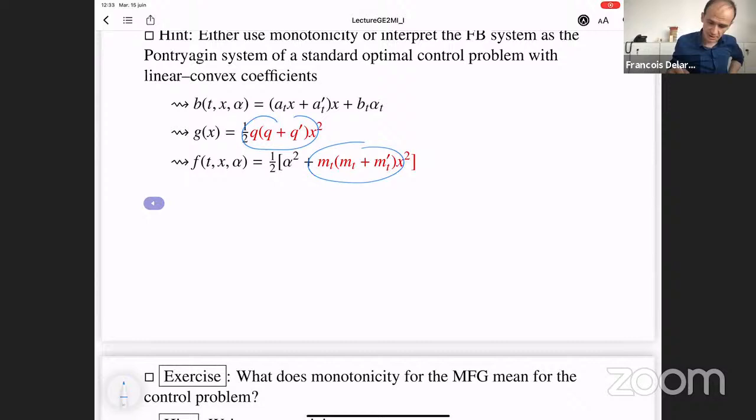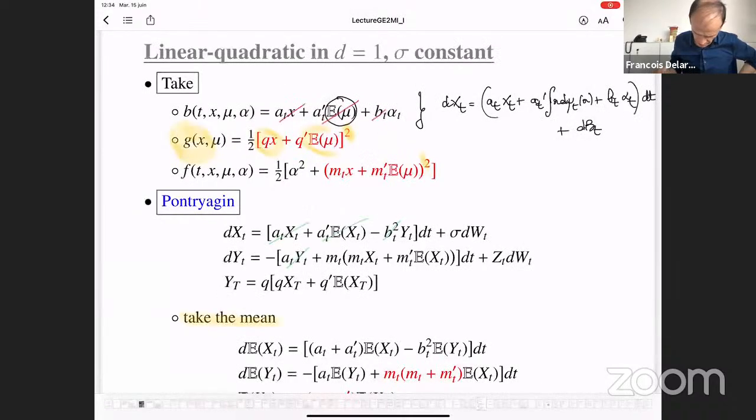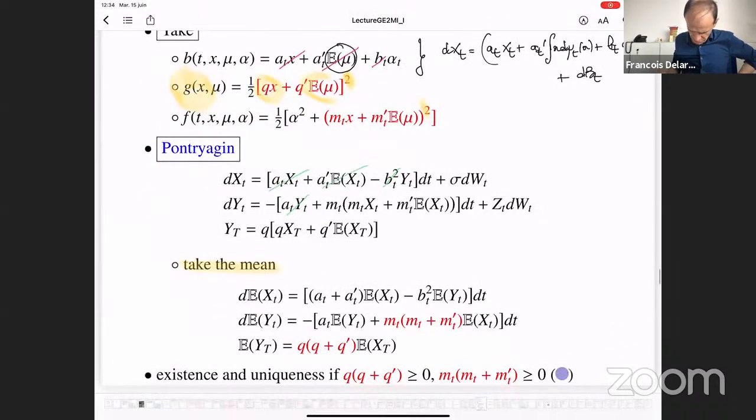And under the sign condition, you have the fact that you have uniqueness of the mean field system. So you have the solution in fact in the slide. I was a bit quick, but I don't think that this is really difficult. If you want to do this as an exercise, I think you can do that. Okay. So this was the example I wanted to explain to you.